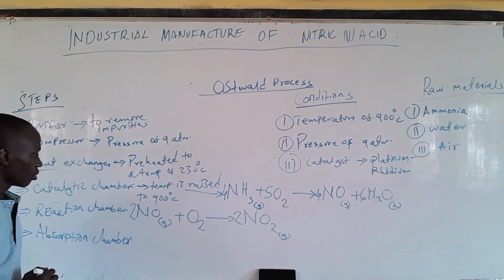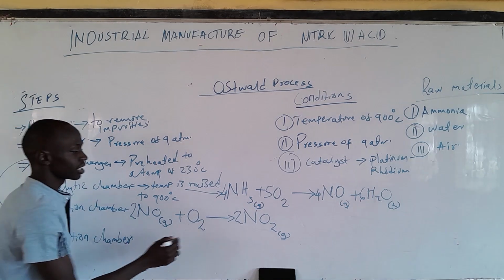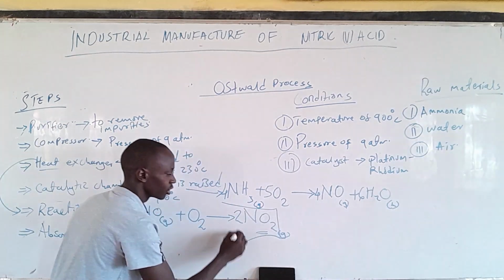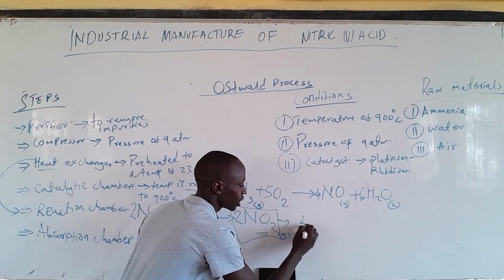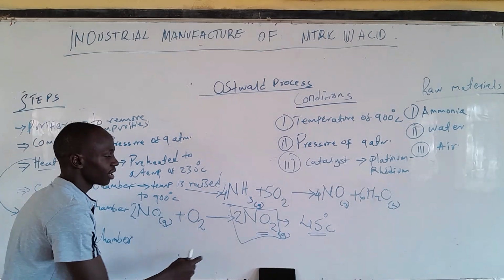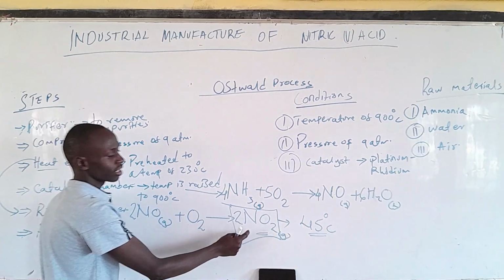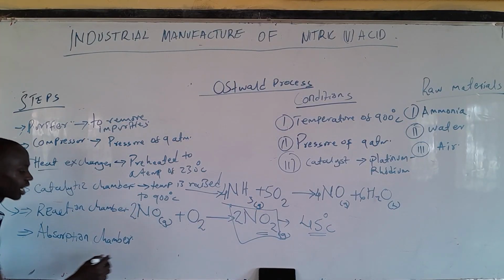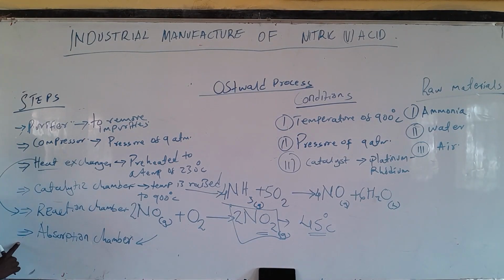It has been balanced. After obtaining this nitrogen 2 oxide, we have a condition that will favor its conversion, which is that the temperature should be below 45 degrees Celsius. That will favor production of nitrogen 4 oxide. After nitrogen 4 oxide has been produced, the gas is pumped to the final chamber, which is the absorption chamber.